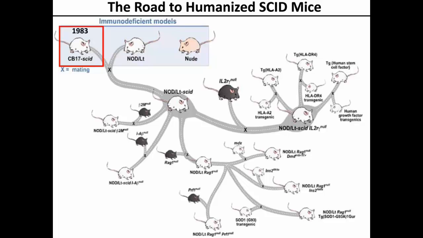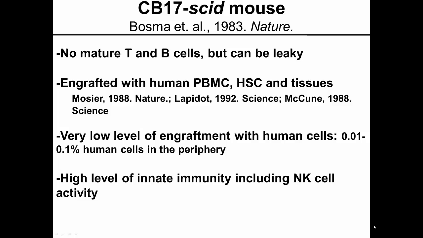So the first initial studies, the groundwork for humanized mice, was the introduction of the CB17 SCID mouse in 1983. The CB17 SCID mouse with the SCID mutation does not have mature T cells or B cells. Over time, you can see a little leakiness on the SCID background, but these are very low levels that can emerge as the mice age. And for all intents and purposes, these mice lack adaptive immunity.